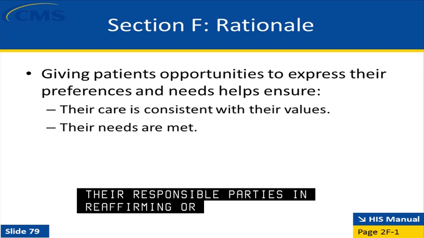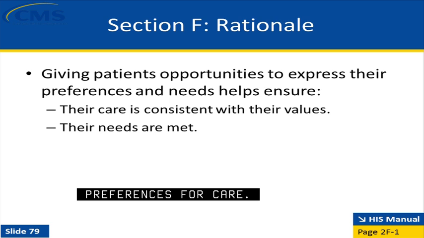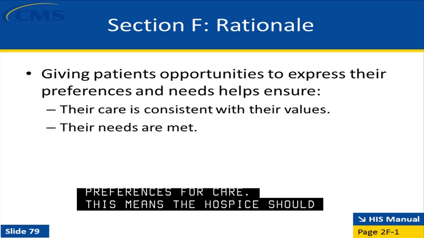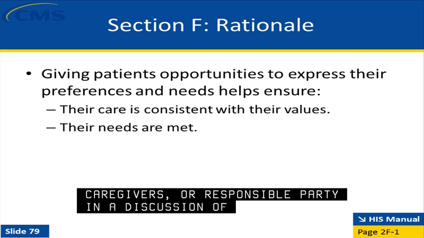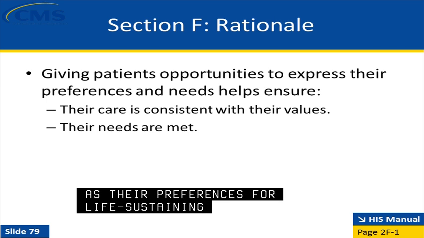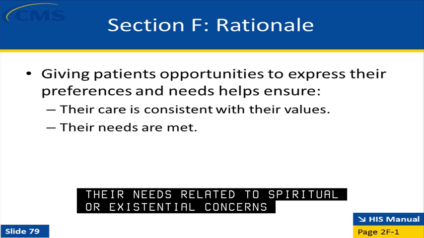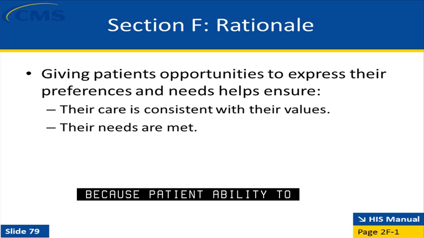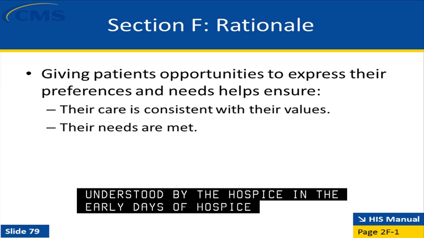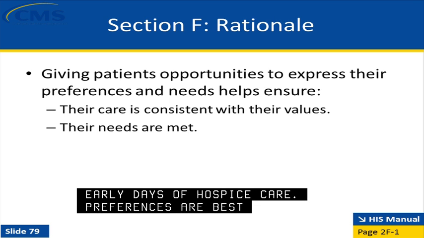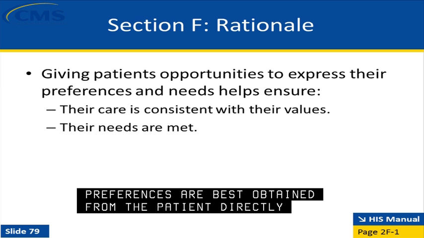This means that the hospice should engage the patient, their caregivers, or responsible party in a discussion of topics such as their preferences for life-sustaining treatment and their needs related to spiritual or existential concerns. Because patient ability to engage in these discussions can change rapidly and their preferences are central to care planning, preferences should be understood by the hospice in the early days of hospice care. Preferences are best obtained from the patient directly or the caregiver or responsible party if the patient cannot self-report about these topics.